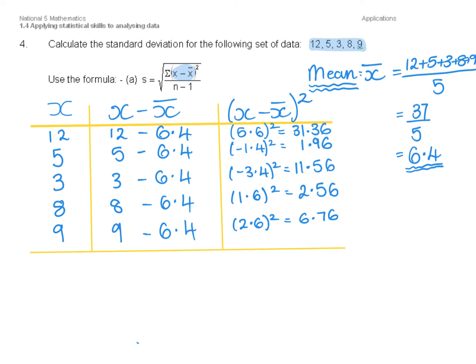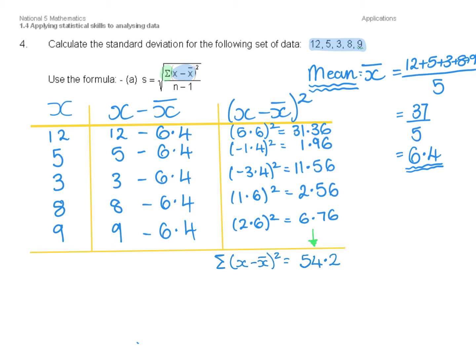So going back up to my formula, I have my addition symbol here. I have to add together all my x minus x bar squareds. Okay, so that means that I'm going to add all of these numbers here up together. So I've just worked those out in my calculator, and I've got 54.2. So that is the sum of my x minus x bar squareds. So I've just worked out the top part of that fraction.